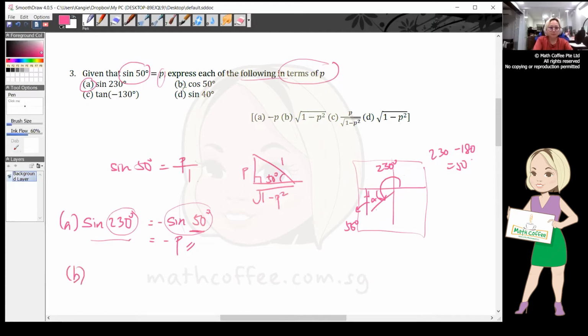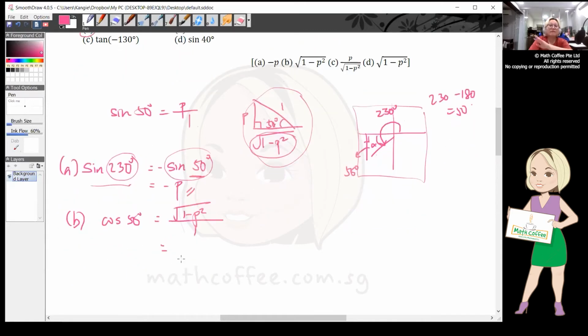Part B. Cosine 50, easy. I can straight away refer to this triangle. 50 degrees is here, so this one is my adjacent. So my cosine 50 degrees is simply the square root of 1 minus P squared over 1. This one you don't even have to think about whether to put negative or not, because 50 degrees is acute, so definitely it's positive. You can simplify it this way. Done.